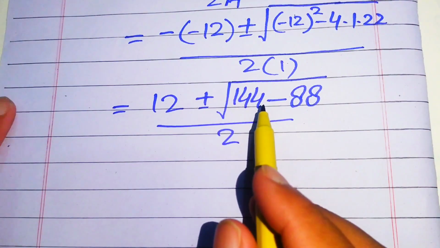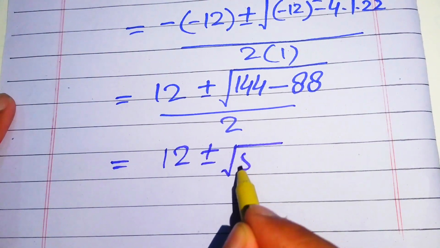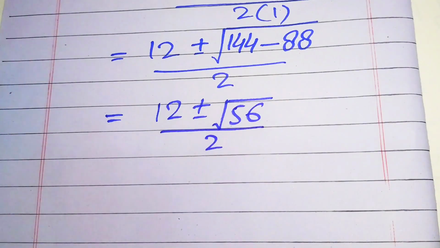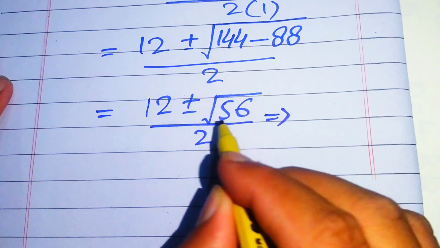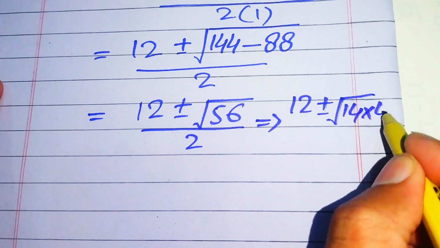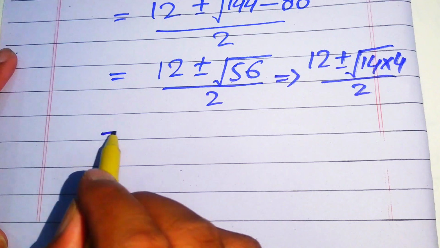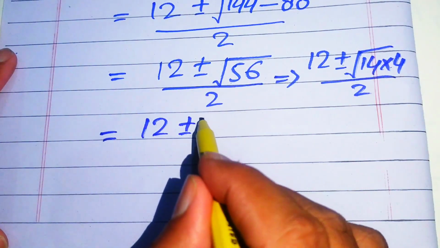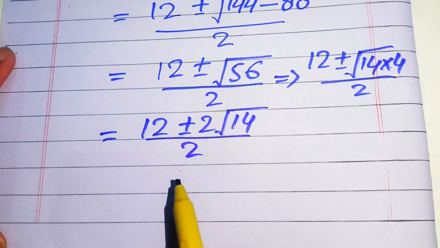When we subtract 144 minus 88, we get 12 plus minus square root of 56, divided by 2. Here we need more simplification. Now we break this 56 and write it as 12 plus minus the square root of 14 times 4, divided by 2. We know that 14 times 4 becomes 56. So this is written as 12 plus minus, we know that the square root of 4 is 2, into the square root of 14, divided by 2.